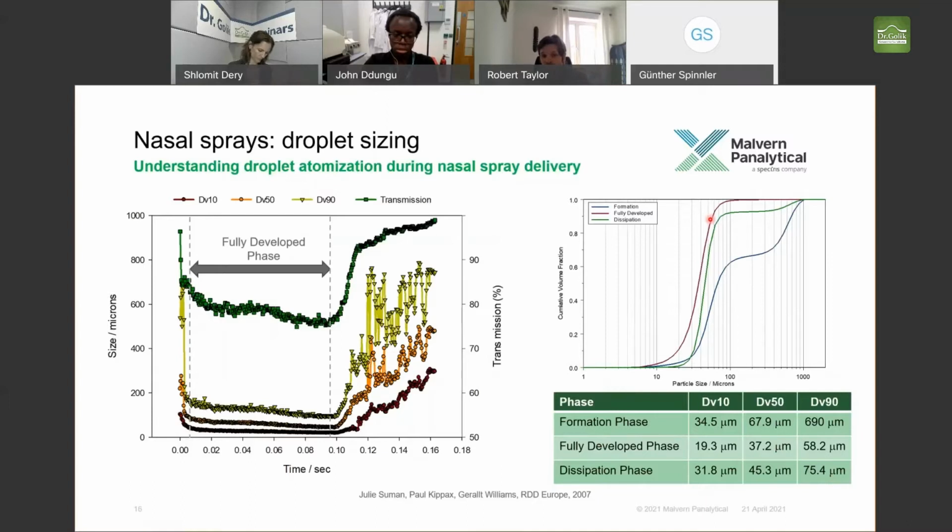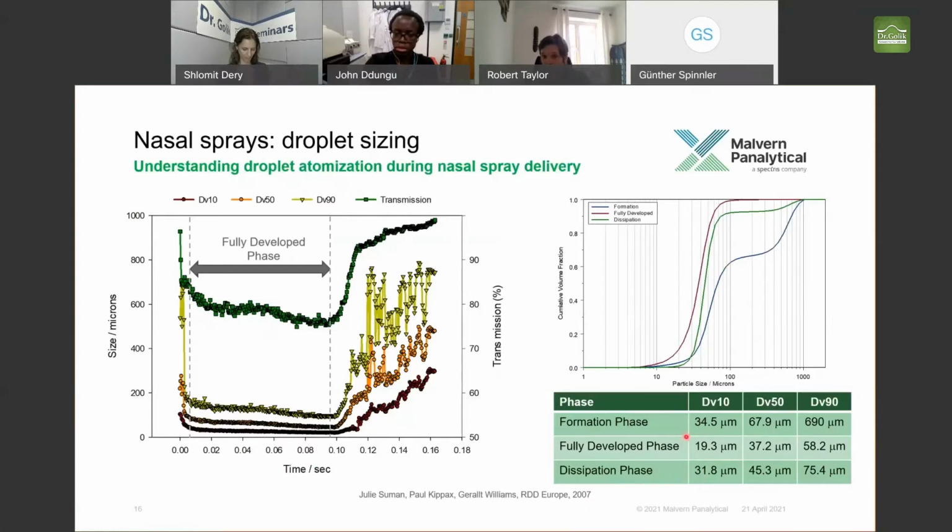But you can see from these figures here that the formation phase in blue starts out quite coarse, all right? And then as we get into the fully developed phase, it shifts left. So we get smaller particle sizes. And then finally, as it goes to the dissipation phase, it starts to coalesce and get bigger again. But why this is relevant, if you relate it back to the structure and why this is useful, you can see these particle sizes here.